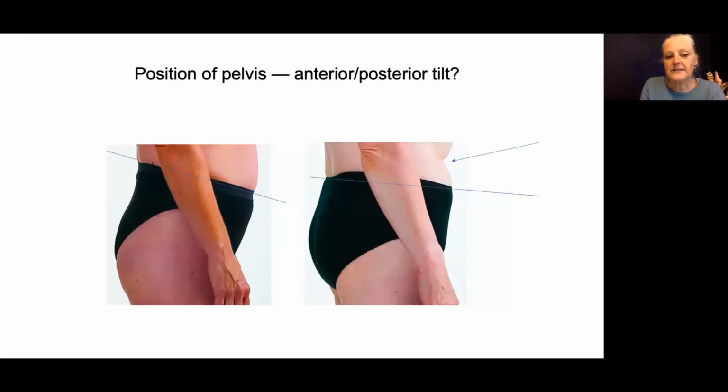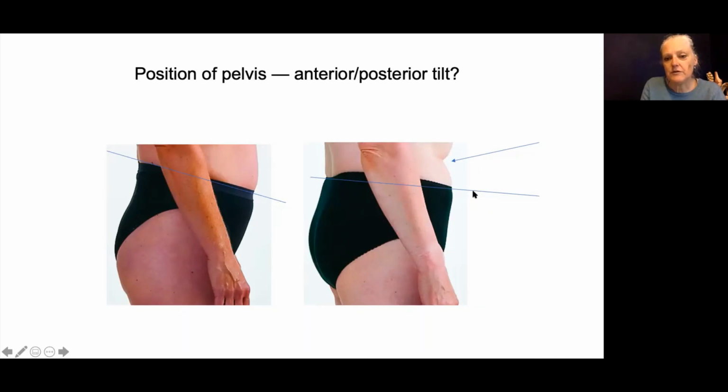Again, if you add a line to this, it becomes a little bit more obvious. The lady on the left is slightly more anteriorly tilted than the lady on the right. And this is to do with the position of the posterior superior iliac spines and the anterior superior iliac spines. And there's been a lot of debate actually about, well, does it matter? Surely most people are anteriorly rotated. Does it matter? And it might not matter at all.